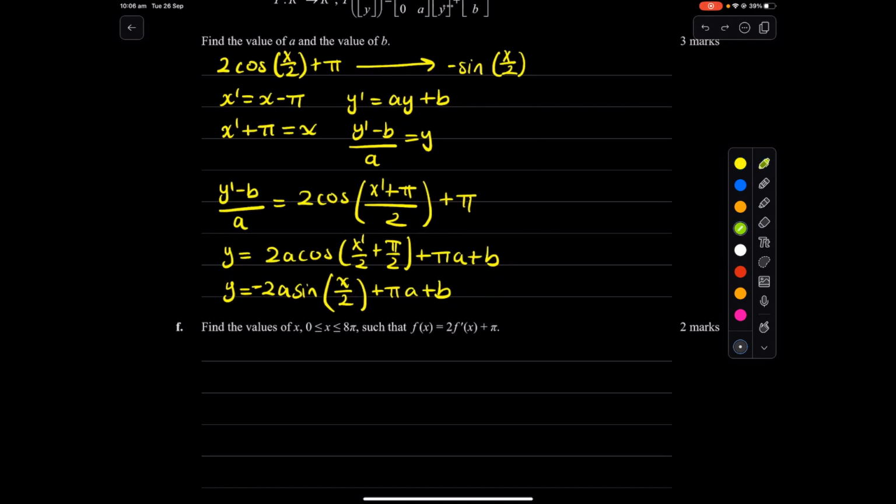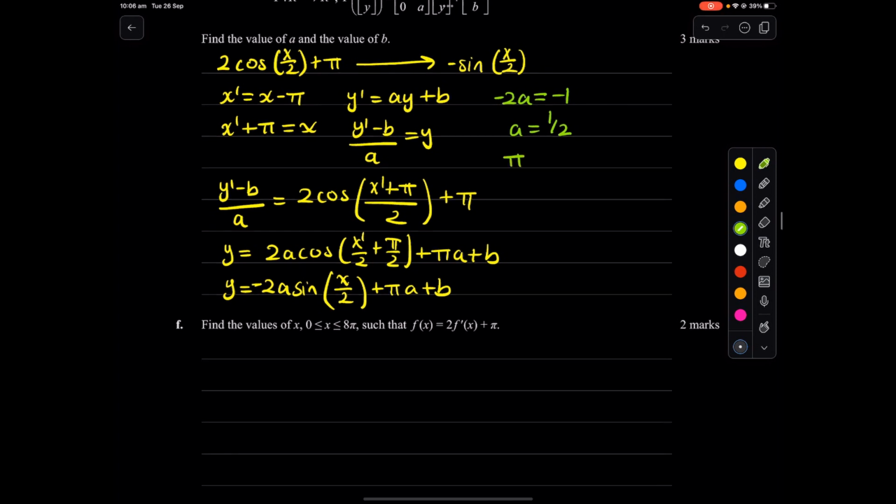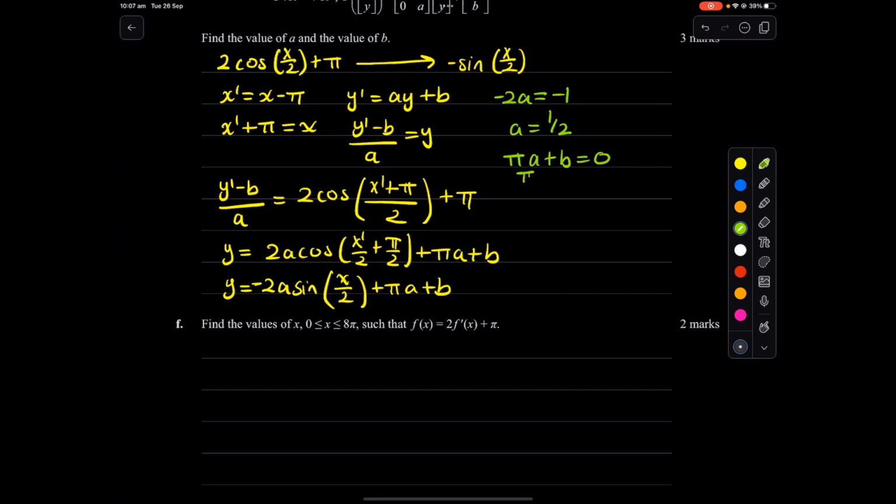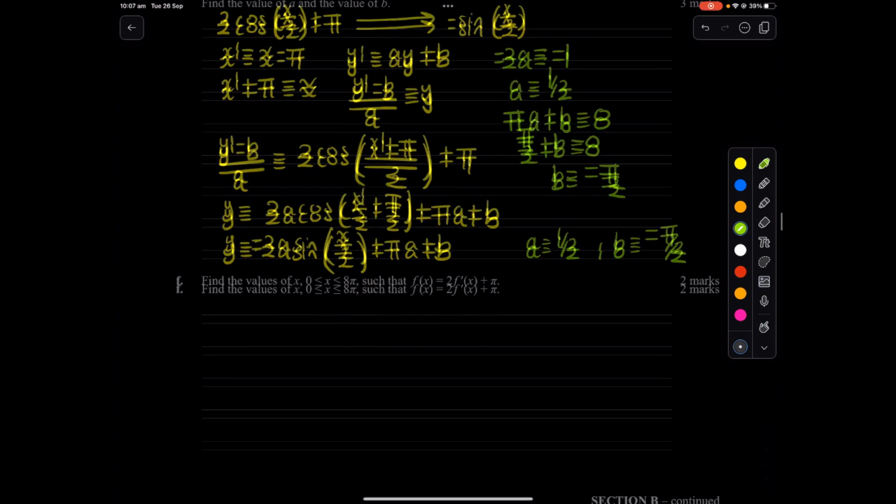We can say that negative 2a is equal to negative 1, so a is equal to half. We can also equate the constant term to 0, because there's nothing over here. So pi a plus b is equal to 0, and we know a is half, so pi on 2 plus b equals 0, and b is negative pi on 2. So these are your values. Your a is half, and your b is negative pi on 2. Hope that makes sense.